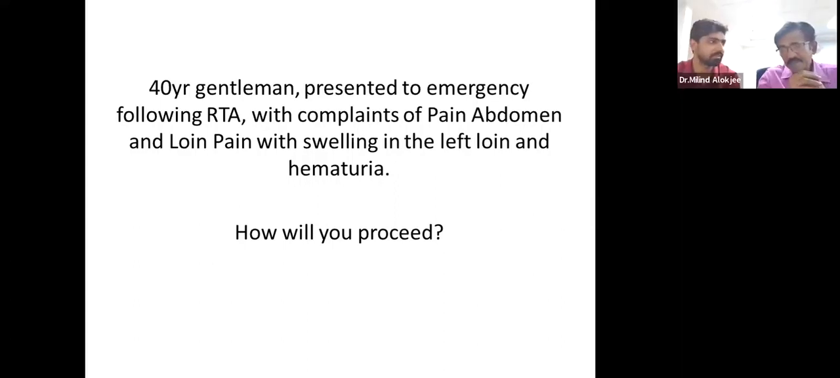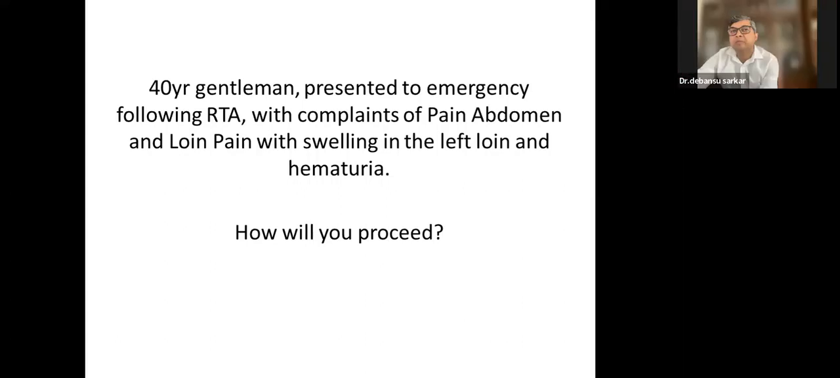Okay, one thing is there may be some perinephric hematoma, or the kidney may be shattered. There may be associated other injuries, there may be intra-abdominal fluid collection. Okay, these are all things. You do not confine yourself to the kidney only. You should look for other injuries also. Okay, fine. Anything else other than hematoma?